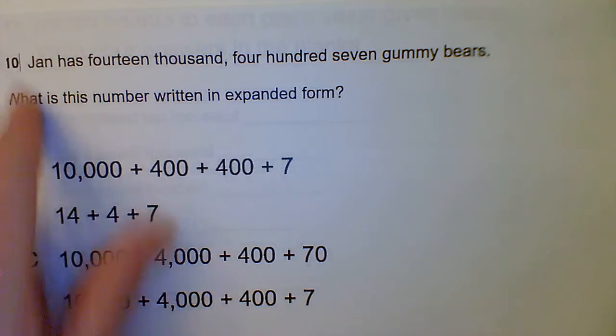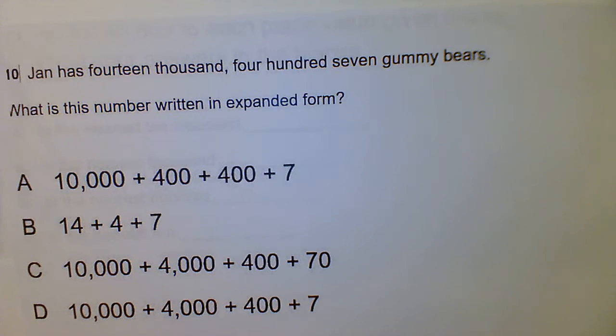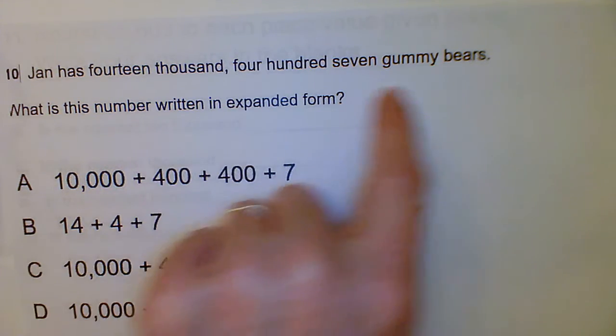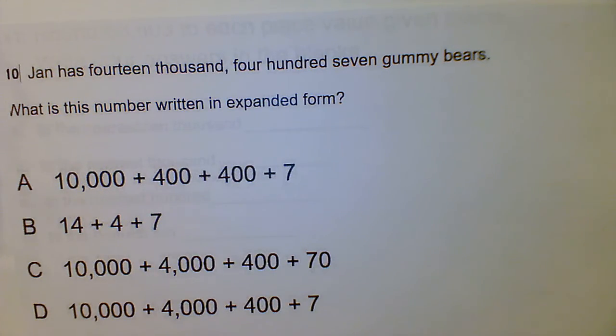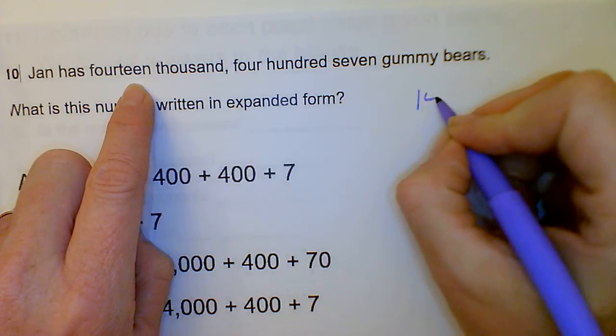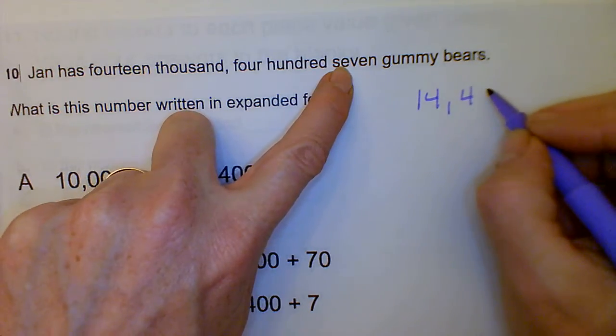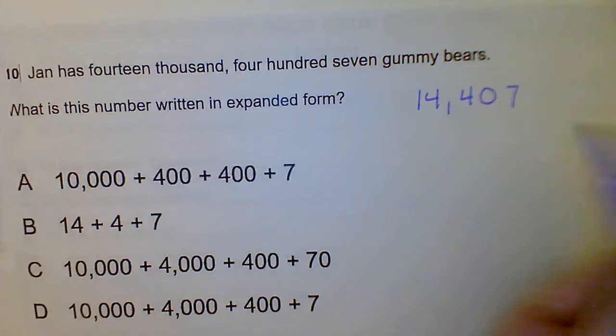Oh, look, we're up to number 10. We're doing great. Jan has 14,407 gummy bears. What is this number written in expanded form? Personally, I am first going to write this in standard form before I do anything else. So I have 14,407. Oh, you got to be careful there. 14,407.